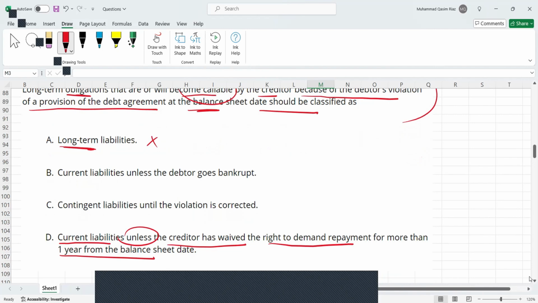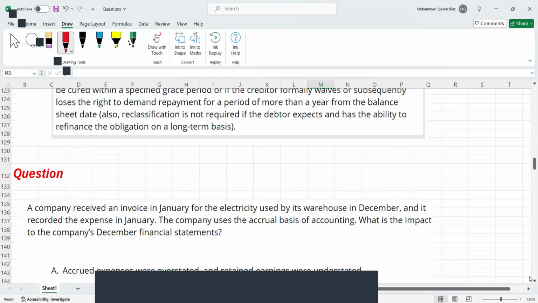Option A is not the long-term liability. Option B, it's a current liability unless debtor goes bankrupt. No, it's not necessary until debtor goes bankrupt. Option C, conditional liability unless violation is corrected. No, it is not conditional. It is your current liability unless the right is waived.